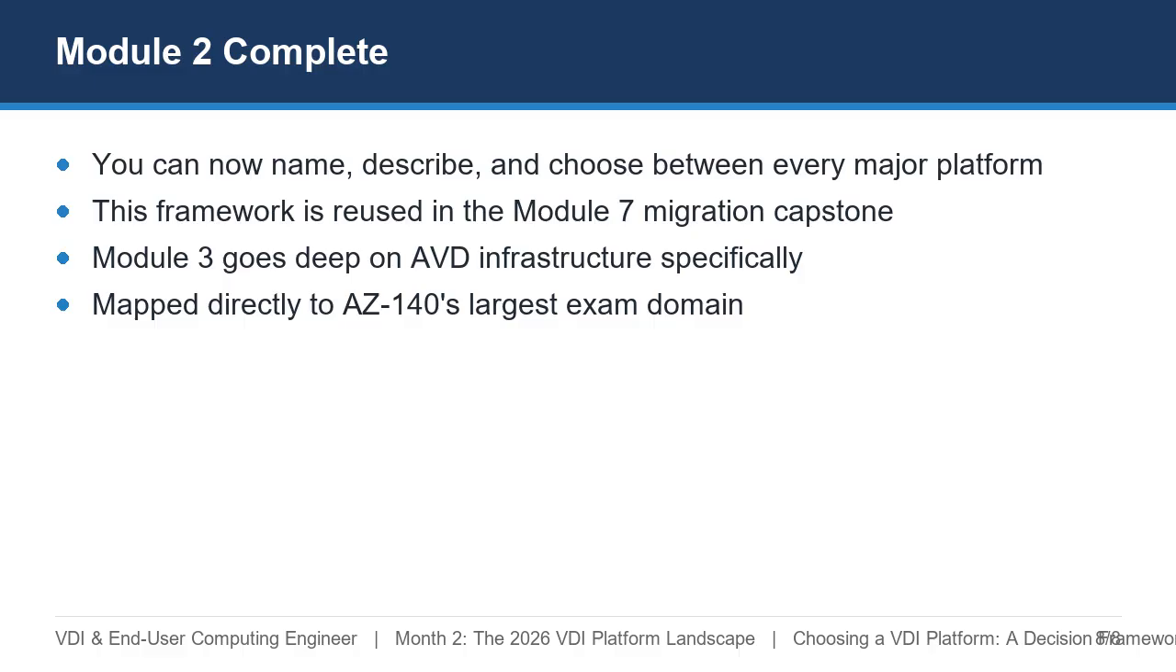Module 2 is complete. You can now name, describe, and choose between every major VDI platform in the 2026 market, and you have a scoring framework you'll reuse directly in the Module 7 migration assessment capstone. Next, Module 3 goes deep on Azure Virtual Desktop Infrastructure specifically, architecture, networking, session hosts, deployment, autoscale, and disaster recovery, mapped directly to AZ-140's largest exam domain.